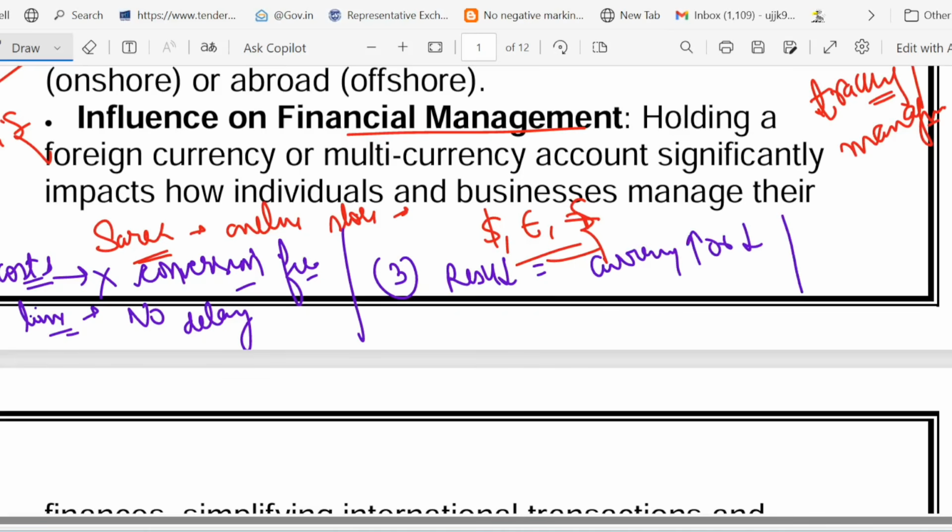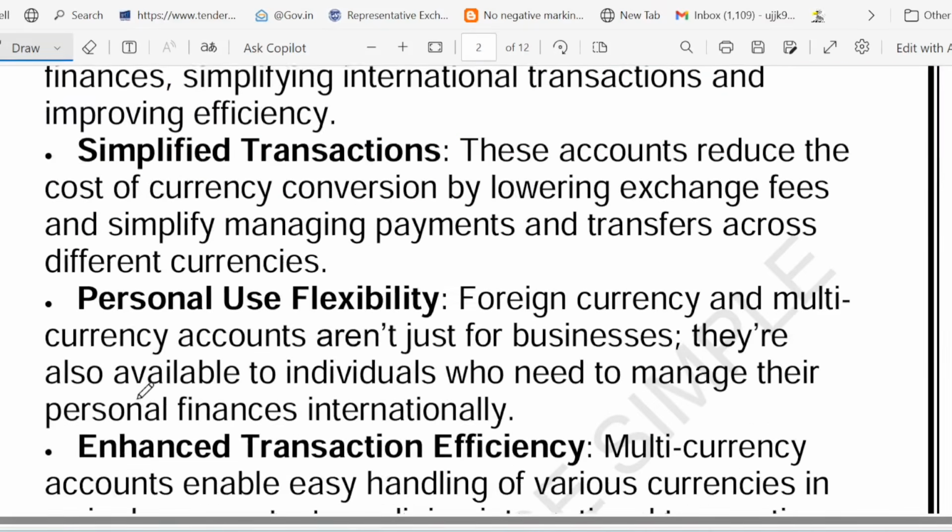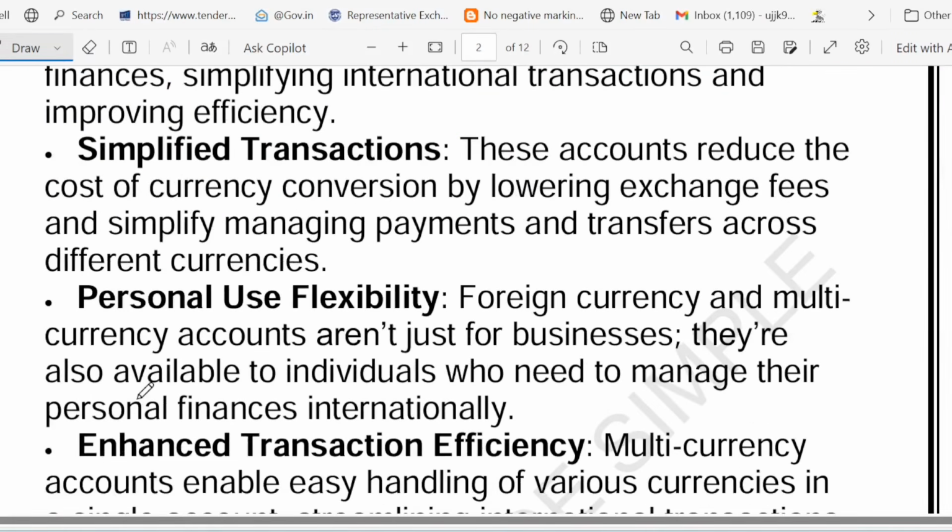Then fourth point we talk about flexibility. It means you can either hold, send, or receive multiple currencies in one place. So these are the benefits of having this foreign currency account, FCA. Now have a look at the next point, that is another advantage of it, simplified transaction. So we are talking about the advantages of this foreign currency account.